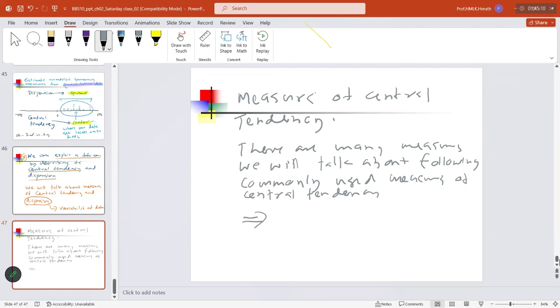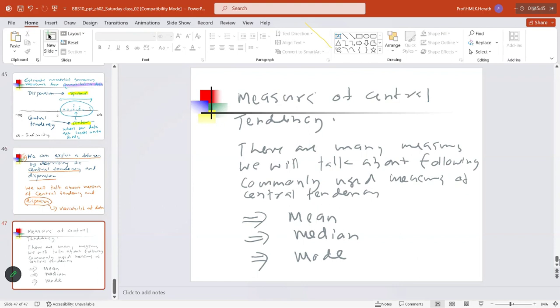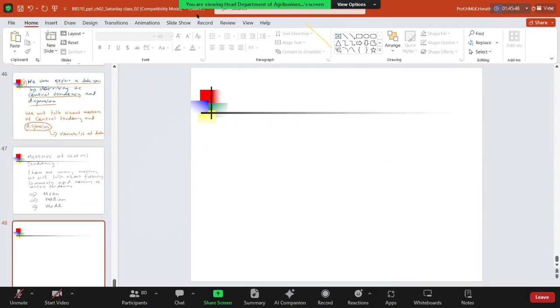So they are mean, median, and mode. Let's take one by one and try to understand what they are. Mean. We talk about mean.